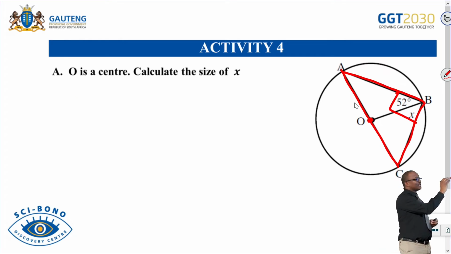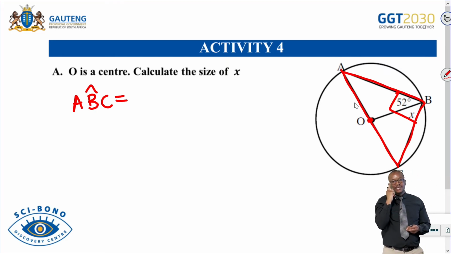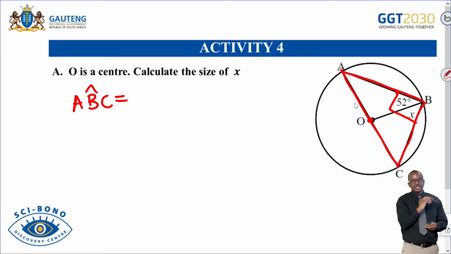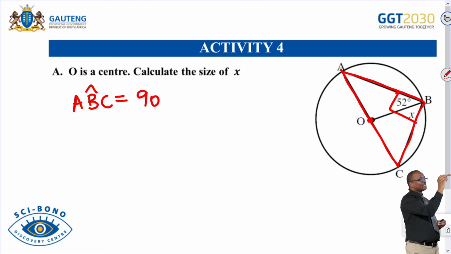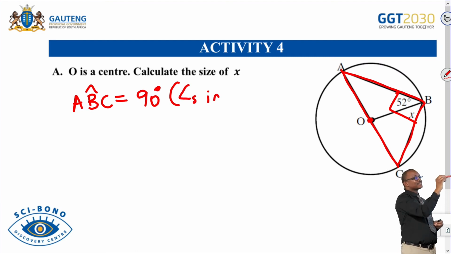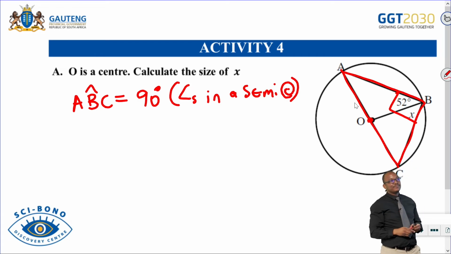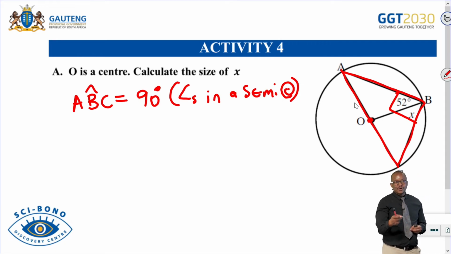Then we're going to say, A, B, C. We are talking about angle B now. Your angle ABC, that is what we are talking about, is equal to 90 degrees. Then the reason will be: angles in a semicircle. Correct. Angles in a semicircle is equal to 90 degrees.